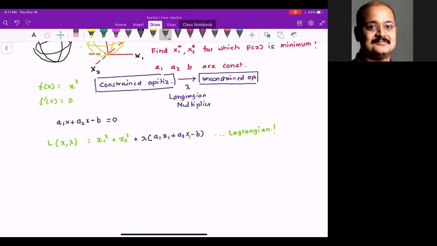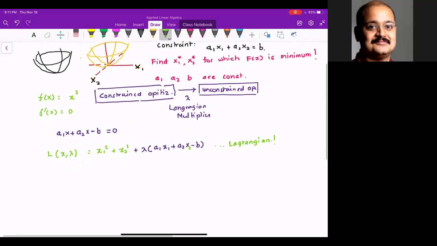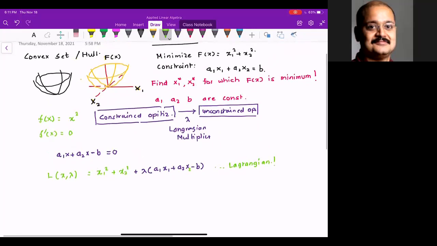So basically, just to answer, let me answer Sonia's question. Maximization is minus minimization. So if you want to perform the maximization, you would just subtract. You'll do minus f of x. That would be the maximization. So right now we are solving the problem for minimization, x1 square plus x2 square. If you want to do the maximization, you would just say minus x1 square minus x2 square.